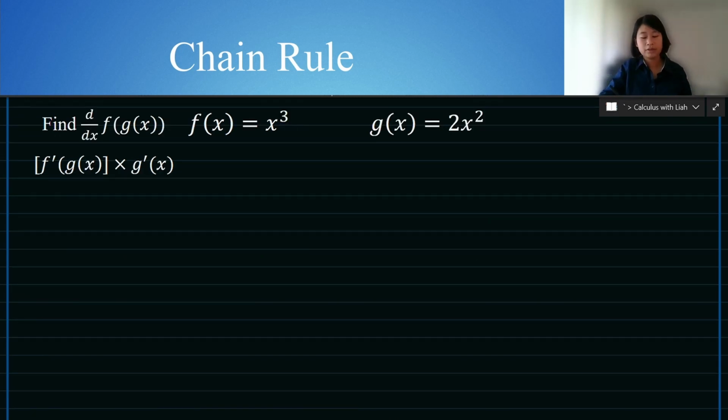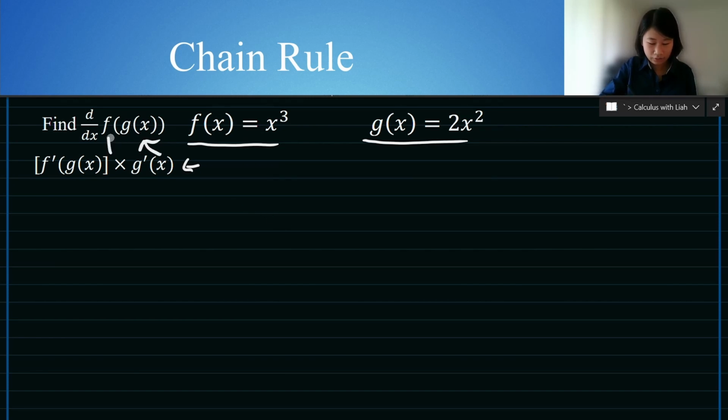In this problem, it says to find the derivative of the composite function of f of g of x. Now we're given that f of x is equal to x to the 3, and we're given that g of x is equal to 2x squared. And we're also given the chain rule formula. All right, so we're going to take this as the inner function and this as the outer function. Okay, so I'll write a note here. This is the outer, and this is going to be the inner.